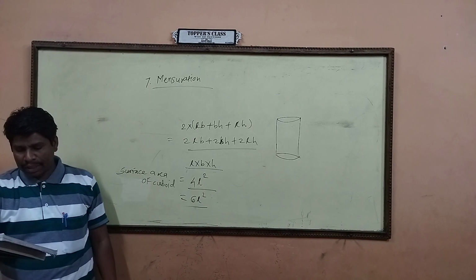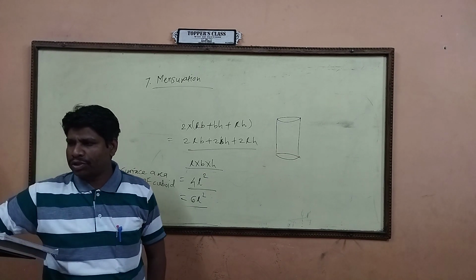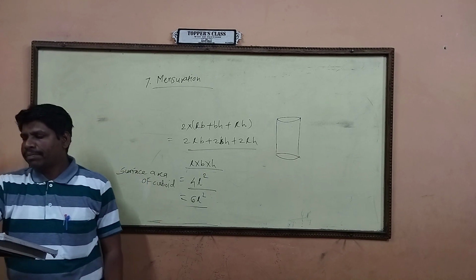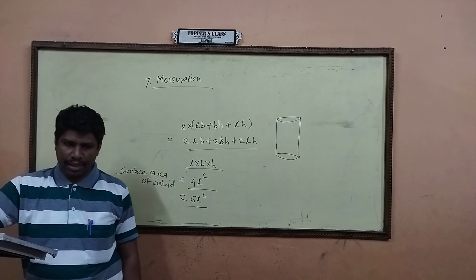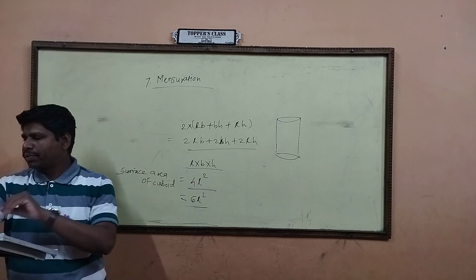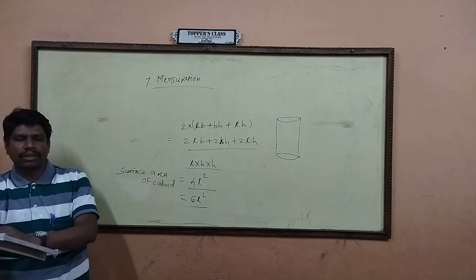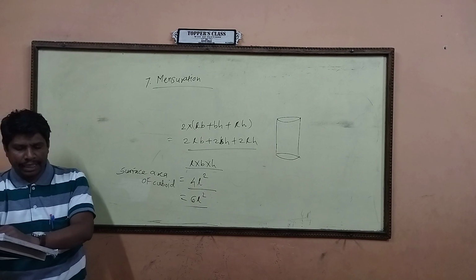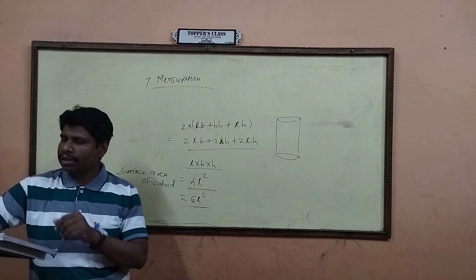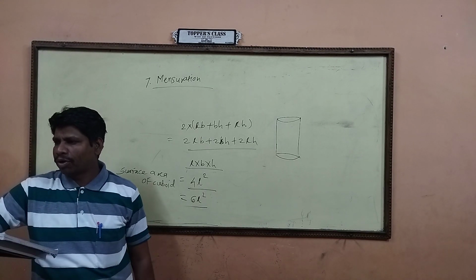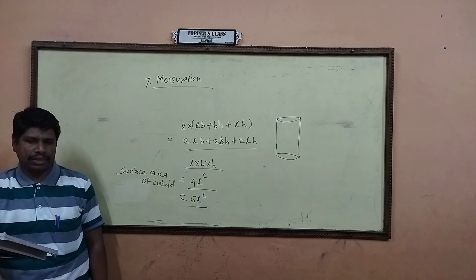Then second, total surface area, we get the formula 2 pi r in bracket r plus h. This formula is useful in this whole lesson to solve the problems. Then the volume of the cylinder, we will get the formula pi r square h.